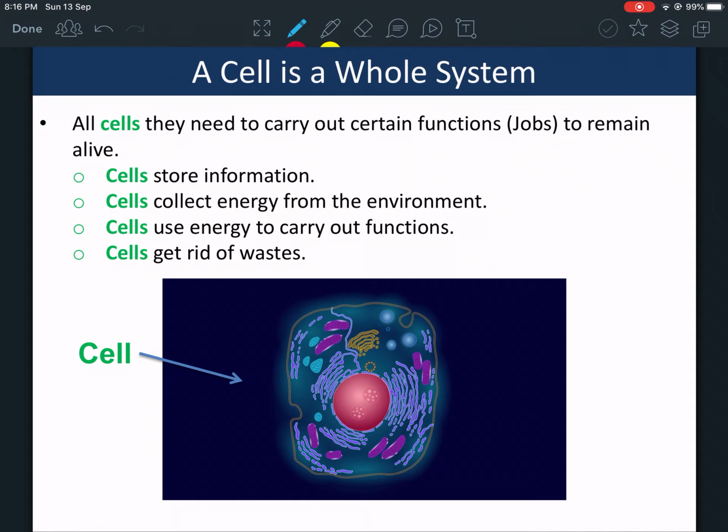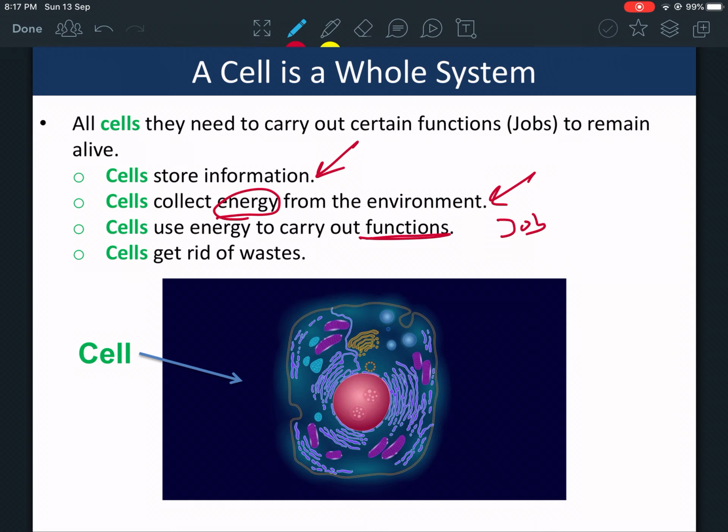Now, before we go into that, we have to know that cells carry out certain functions. And what do we mean by function? We mean job. So cells have certain jobs. They store information, just like a computer, just like your brain. They collect energy from the environment, just like you eat food for energy. The cell uses the energy to carry out functions. That means the cell uses the energy to do its job.